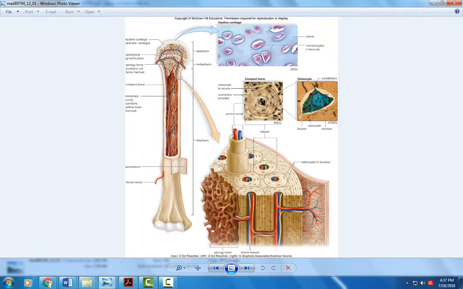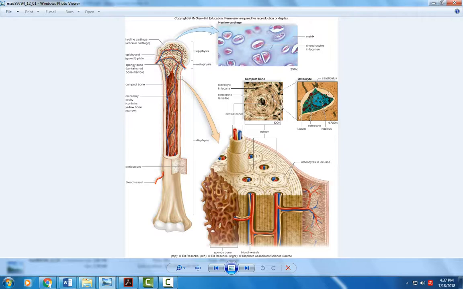It has a hollow medullary cavity filled with fat or yellow marrow, and the ends of our bones, called the epiphyses, have the spongy bone filled with red marrow for making red and white blood cells. And on the ends of our bones, where they come in contact with other bones, we have this outer lining here called the articular cartilage, which is made up of hyaline cartilage. So hyaline cartilage provides a nice slippery surface for those bones to rub against one another at joints to allow us to bend and move our skeleton.